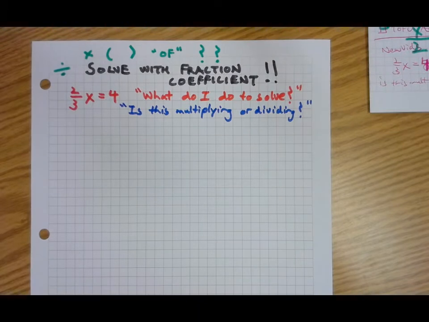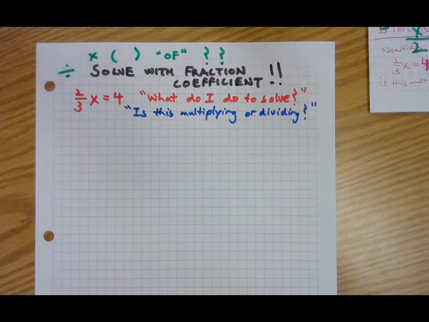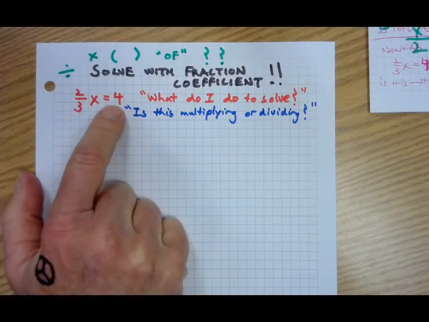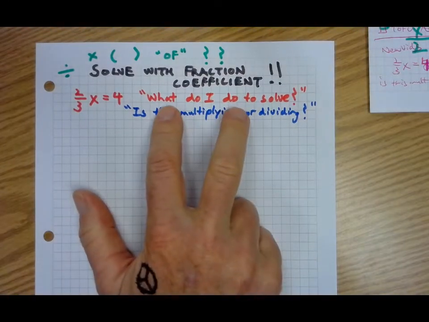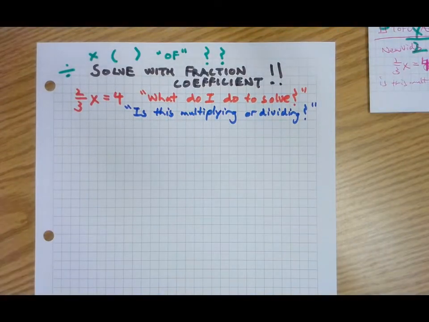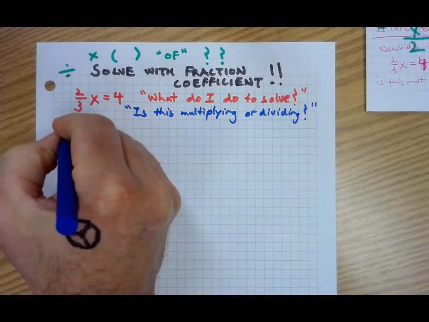This happened in class yesterday, and I wrote it down because I thought it was a very good question and it was worth answering in a little bit of detail for everybody out there. So, 2/3 times x equals 4 was a problem that came up, and a couple questions I got about this was, what do I do to solve it? Is this multiplying or dividing? Because we were learning about solving with inverse operations.